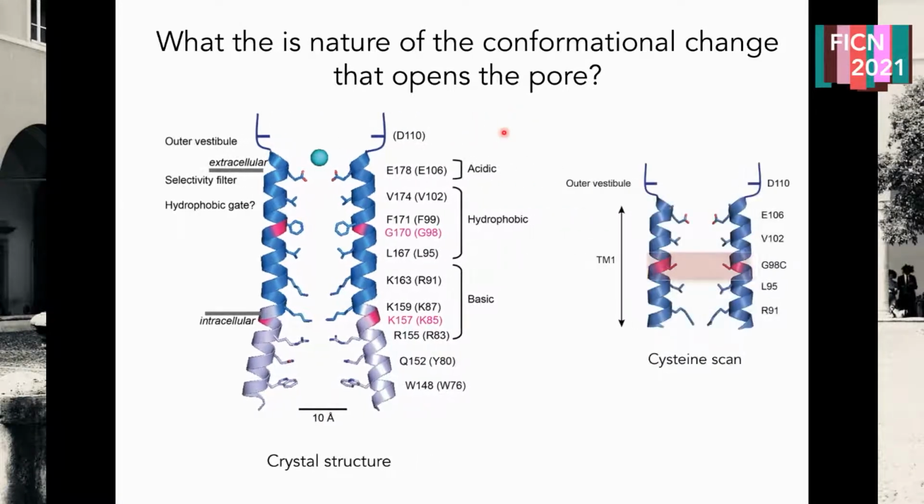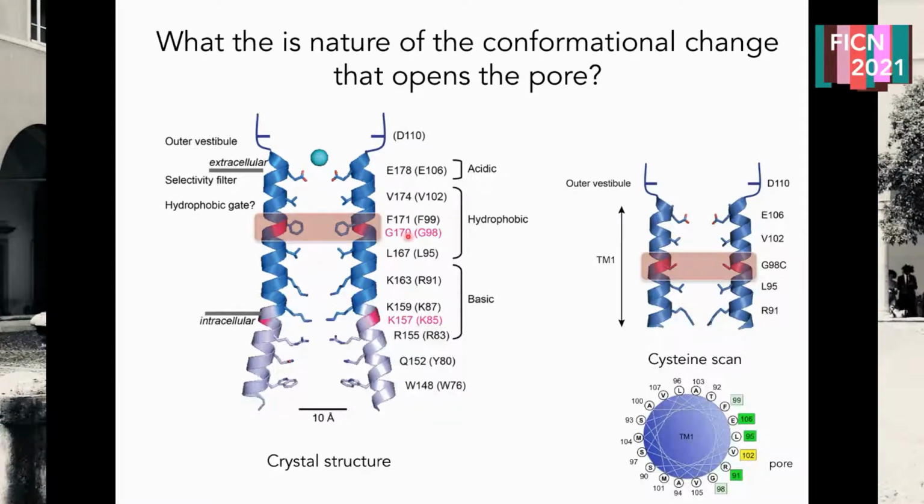And so that then led us back to the crystal structure, back to the drawing board, where it had shown that this large amino acid phenylalanine was in fact the pore lining residue, not the valine, not the glycine next to it that we found by cysteine accessibility analysis.